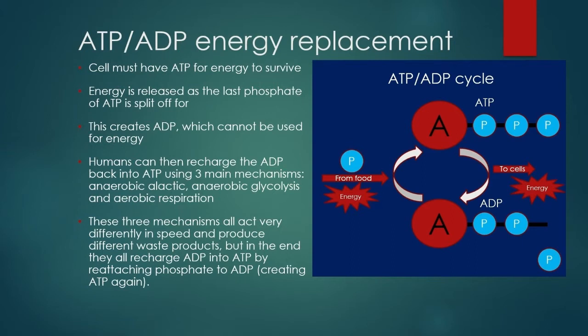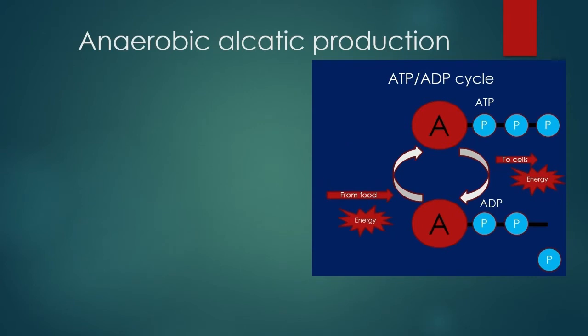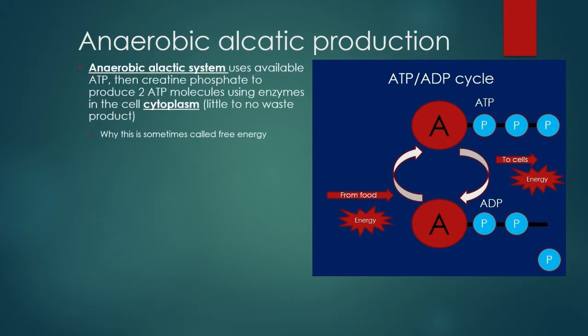So let's explore the different ways that your body recharges that ADP back into ATP by attaching phosphate molecules. Okay, so with anaerobic alactic production, it's a very simple process. The anaerobic alactic system uses available ATP first. If you're just sitting there, whatever ATP is available, your body uses it first. And then after that ATP is used, which is about a second or two, say in a race, it uses something called creatine phosphate to produce 2 ATP molecules, or recharging ADP into ATP using enzymes in the cell cytoplasm.